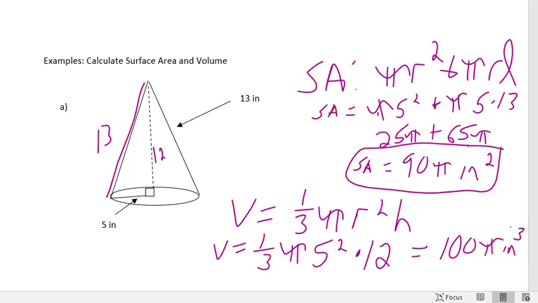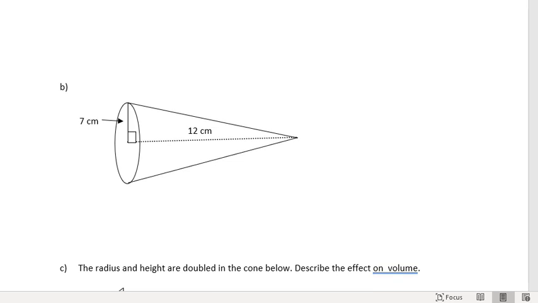Okay. Example 2. Same general idea. We are going to have to find our slant height by using the Pythagorean theorem. It's not a PPT or anything. So we do that. 7 squared plus 12 squared, and then taking the square root gives us 13.9 for this L. And we got H, and then we have R. So we have our H, we have our L, and we have our R. Those are the three things we need.